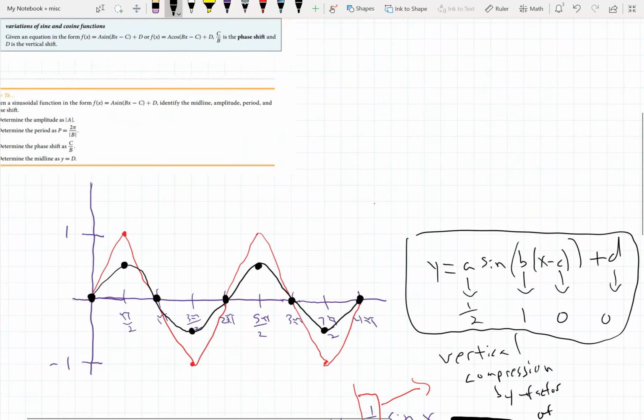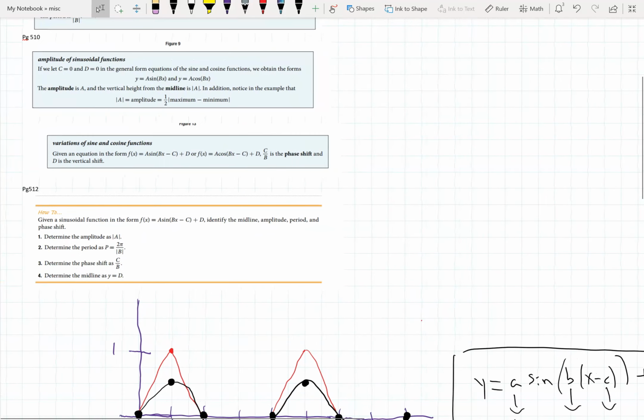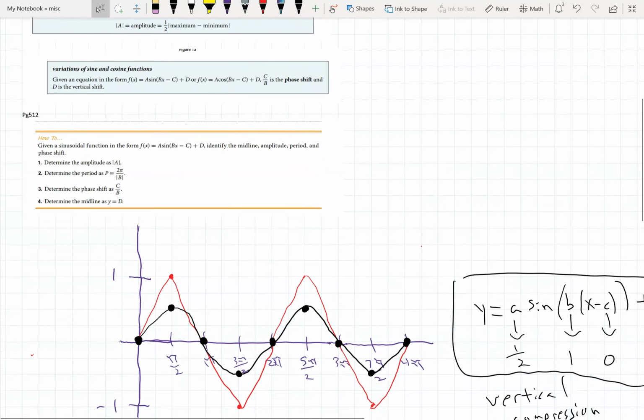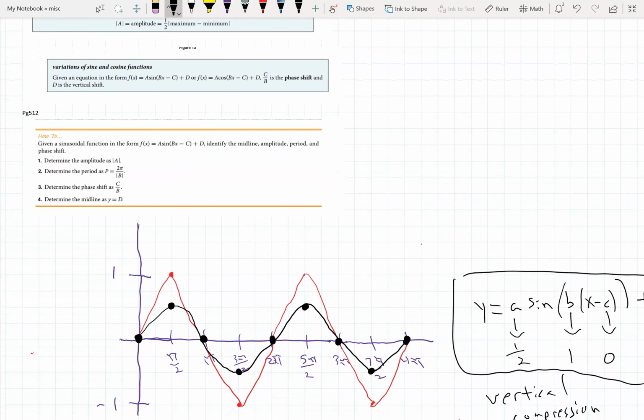So we could come back up here to the how-to, and we could answer all these things. Determine the amplitude. Well, the amplitude is the absolute value of this. In our case, the amplitude is 1/2. The amplitude is that y multiplier. Determine the period. The period is 2 pi divided by b. Well, our b is 1, so in our particular case, our period is 2 pi divided by 1. That's 2 pi. The period is how long it takes for our function to repeat.